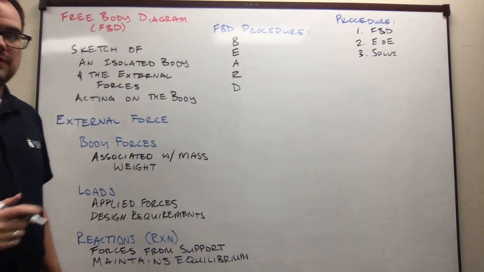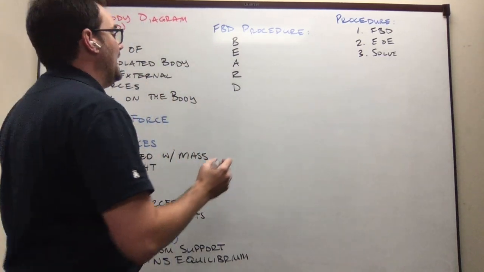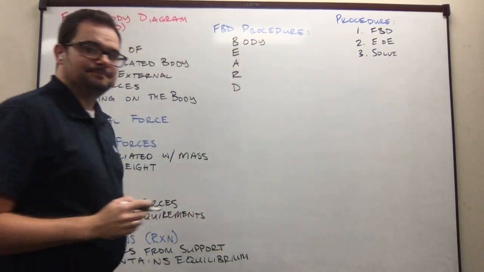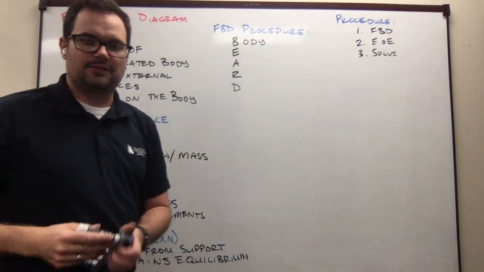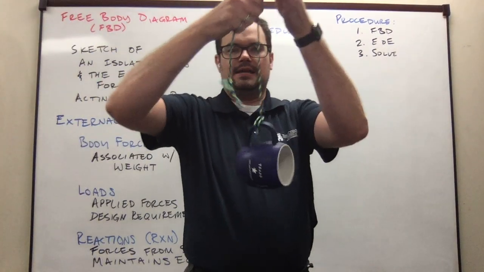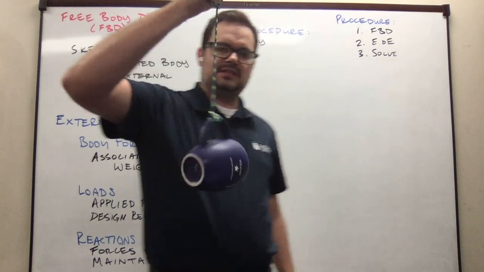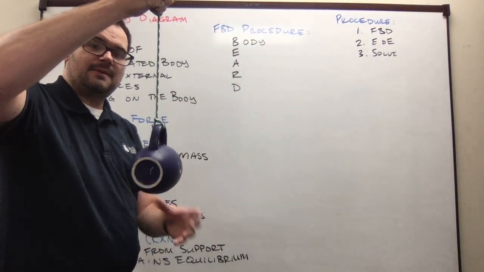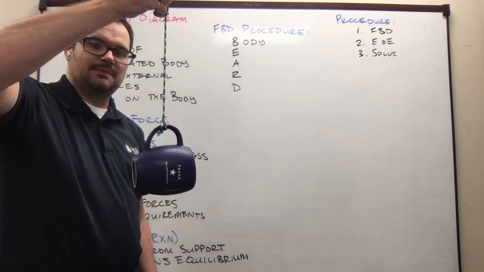So BEARD, this is my mnemonic memory aid. The first thing that we're going to need to draw is the body itself. B stands for body. And so let's draw a picture. I've got a mug hanging from a rope. This is the system that I want to draw. And I want to just draw a quick free body diagram of this mug hanging from the rope.